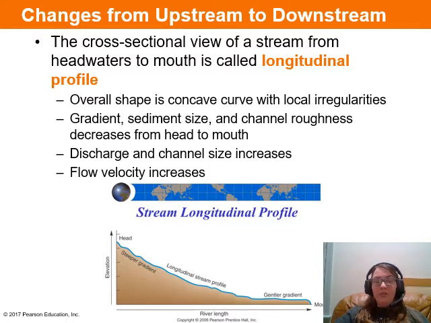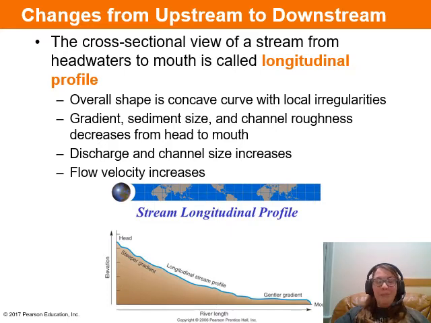So overall, as we move from our headwaters to the mouth, we're going to see that our gradient, the slope, the sediment size, and therefore the channel roughness are all going to decrease from our headwaters to our mouth. But we're also going to see the exact opposite occurring when we look at our discharge and the channel size. So again, the discharge is just how much water is moving through every single second. In our headwaters, these are generally very small channels.